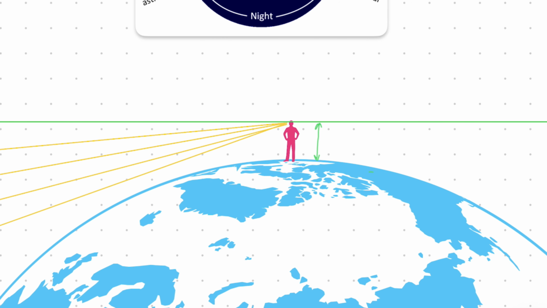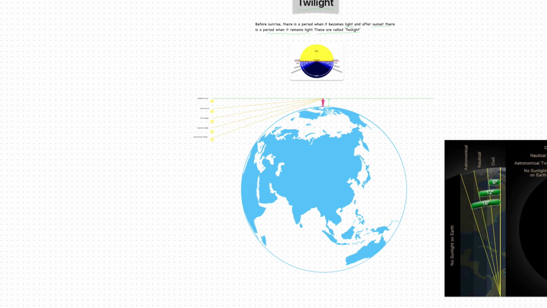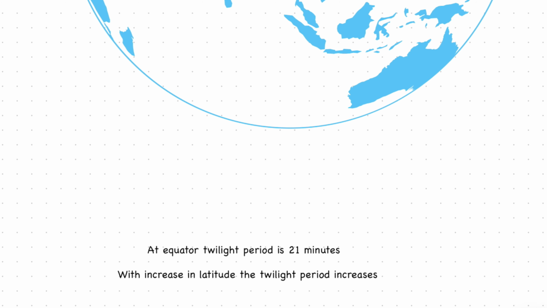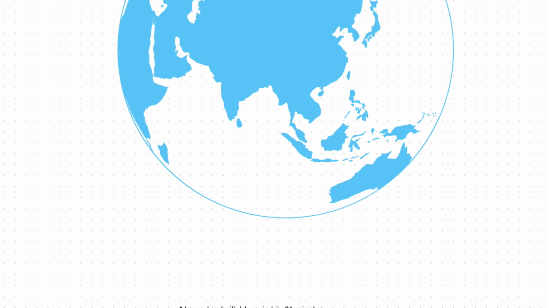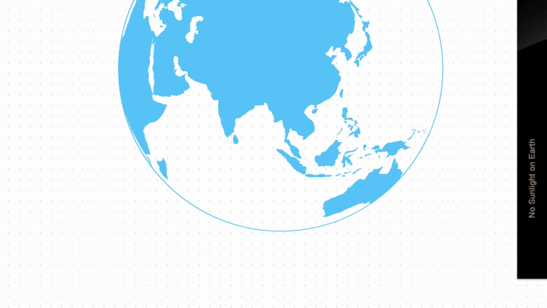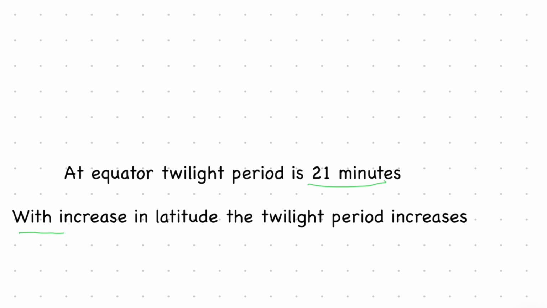Just remember, the twilight period is 21 minutes. Suppose you are standing on the equator, you will get a twilight period of 21 minutes. And your friend is standing on the North Pole, he'll get a longer period of twilight, or there will be a time when the sun is in the northern hemisphere, so he can only see days for 6 months, and vice versa, because with the increase in latitude the twilight period also increases.